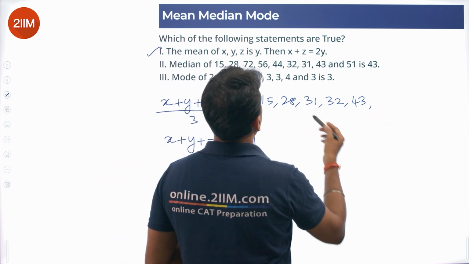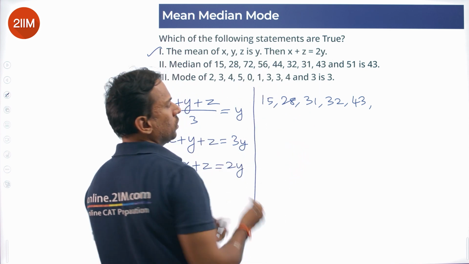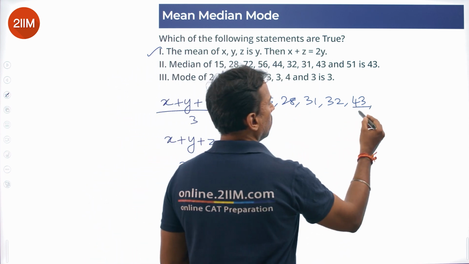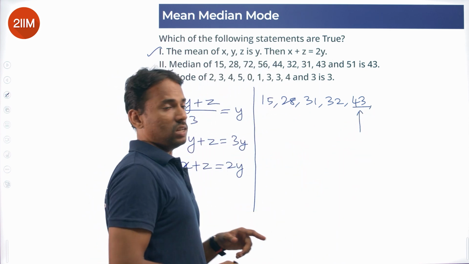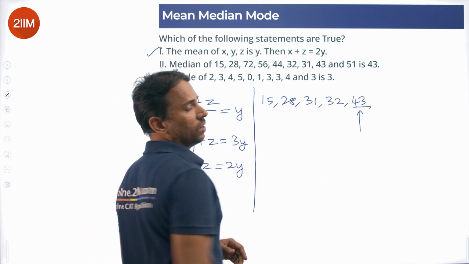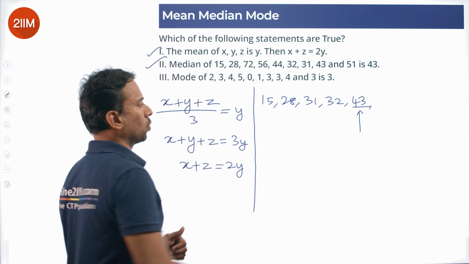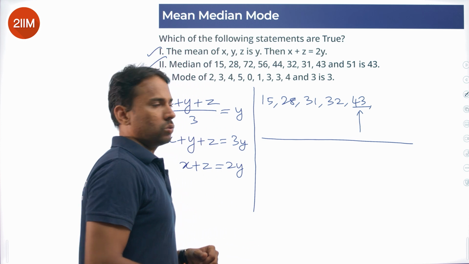We'll check 44, 51, 56, 72. That's it. That means the 5th number is 43. This is going to be the median. So the median is 43, as given, which is perfectly correct. The second statement is also correct. That's also true. Now check the third one.